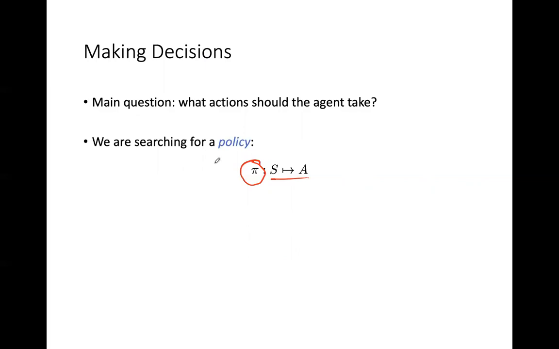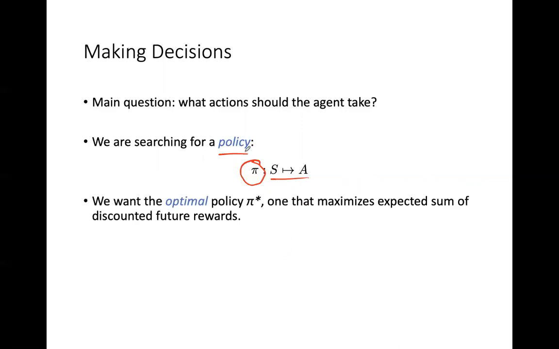And we're not searching for just any policy, right? We are searching for what we will call the optimal policy. So among all the policies, this is the one that maximizes the expected sum of discounted future rewards. So in other words, maximizes my agent's future well-being, right? So take all those rewards, sum them up over all future possible trajectories, discount them appropriately. What do I do to maximize that quantity?